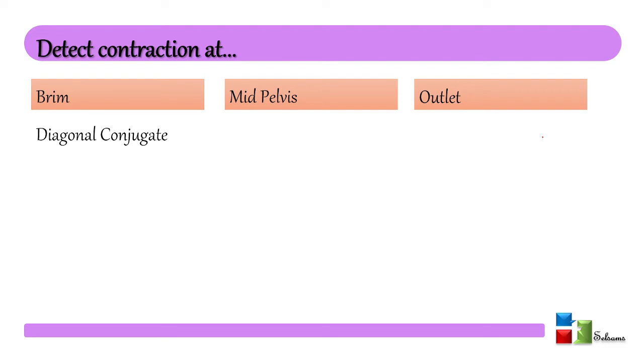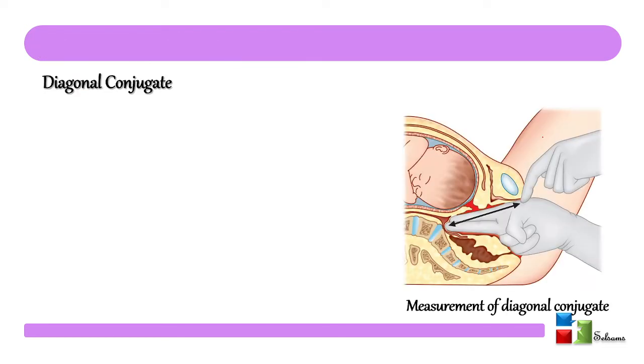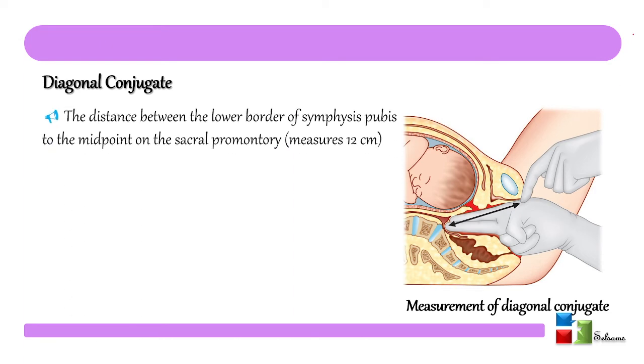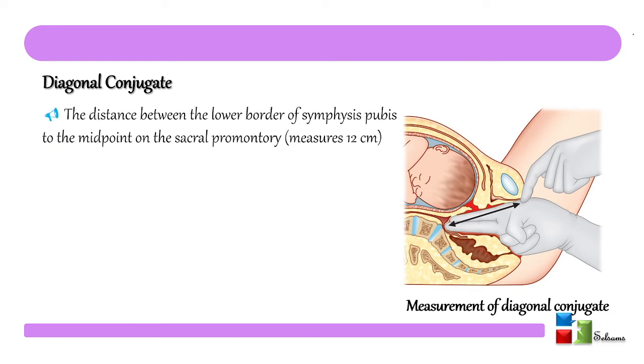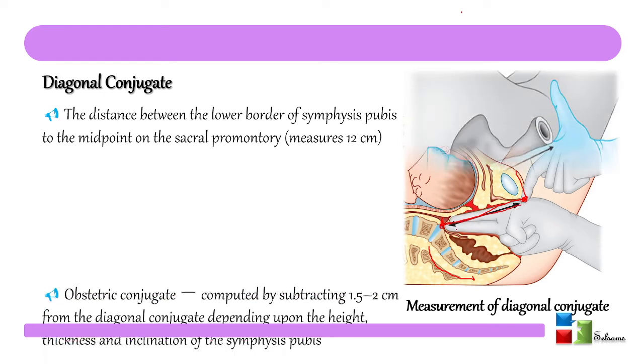In the brim, you have to check for the diagonal conjugate. So the diagonal conjugate is a measurement between the lower border of the symphysis pubis and the sacral promontory. So here are the sacral bones, and this is the tip of the sacral promontory, the first bone is called the sacral promontory, and this is the symphysis pubis. The distance is measured, and that is supposed to be 12 centimeters.